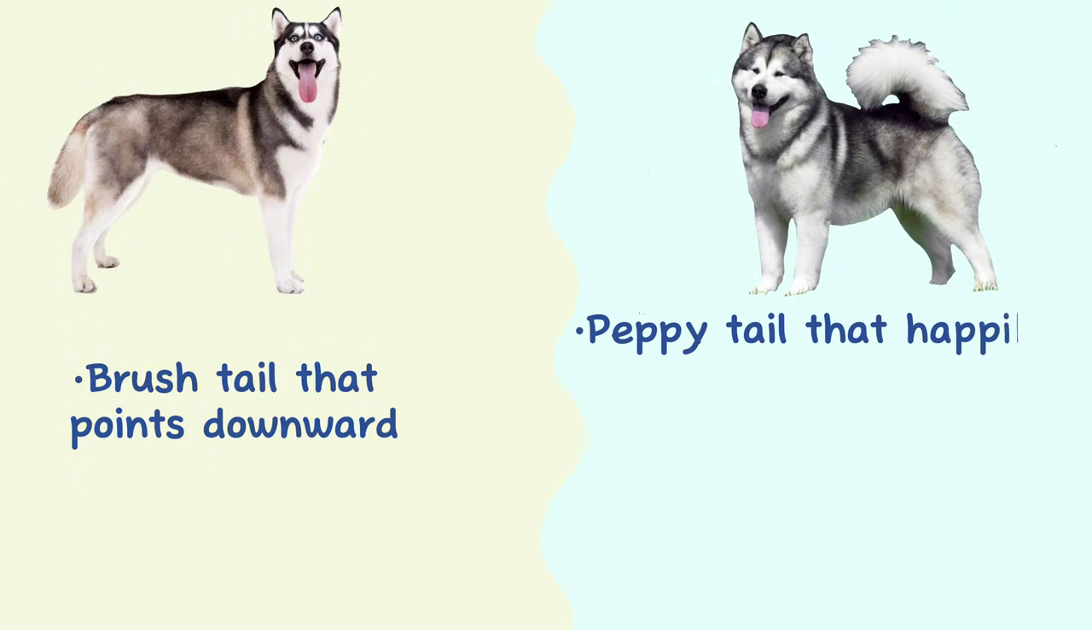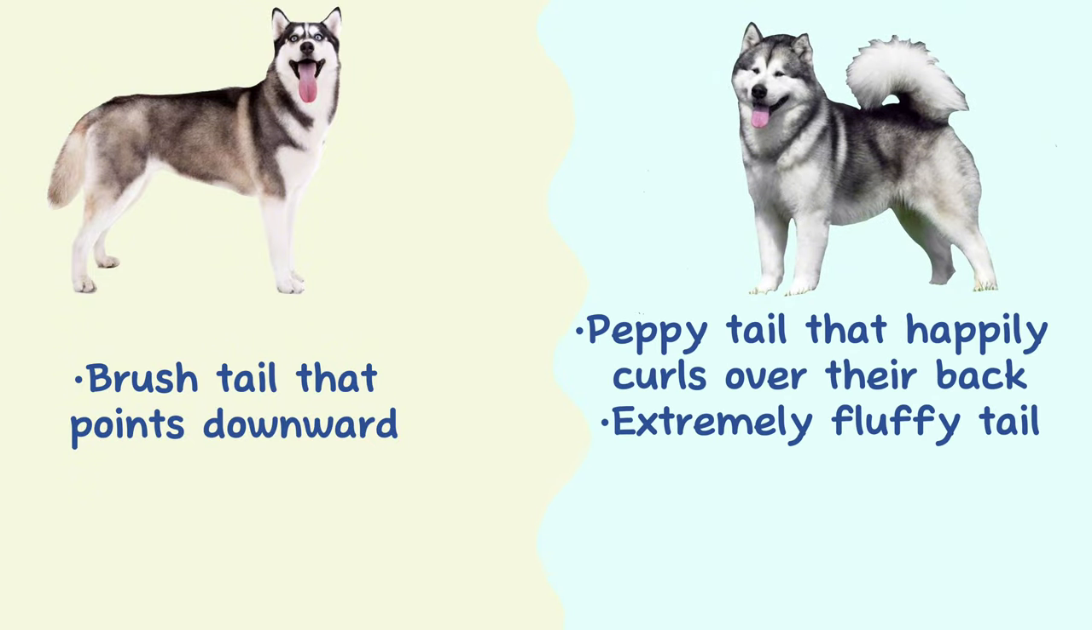Tail. Huskies have a brush tail that points downward and hangs like many normal dog tails. Malamutes have a peppy tail that happily curls over their back in a beautiful curl. Their tails are extremely fluffy too.